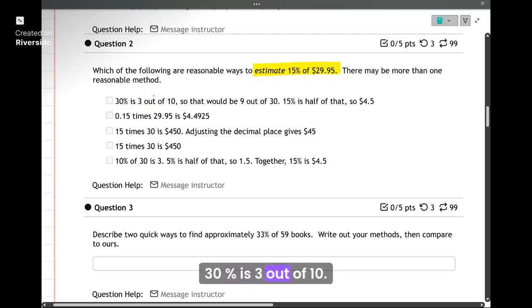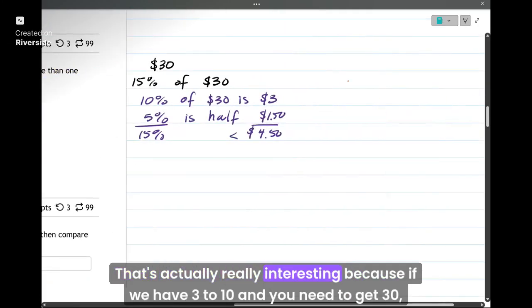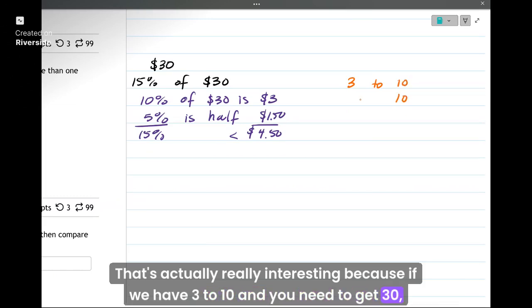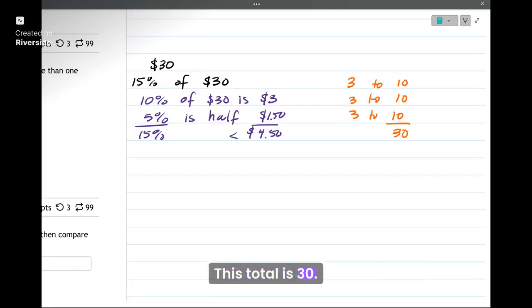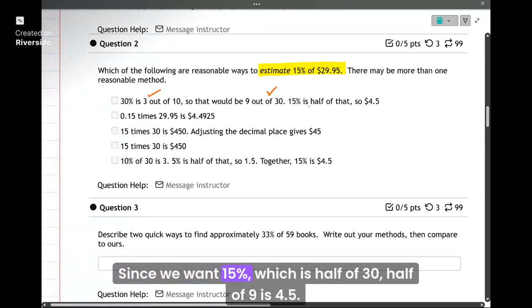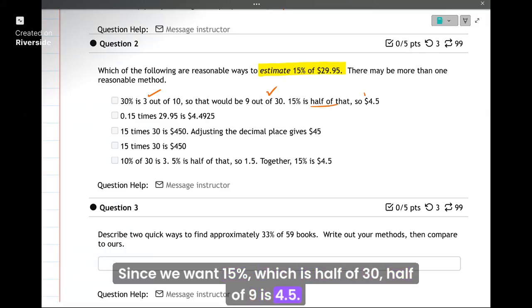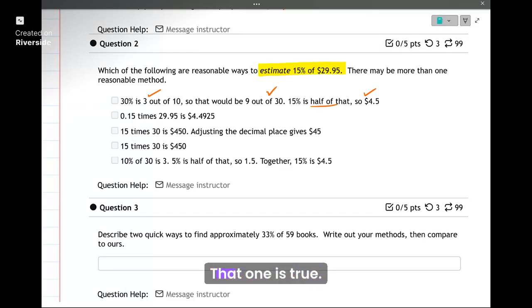30% is 3 out of 10. That's true. 3 out of 10. So that would be 9 out of 30. That's actually really interesting, because if we have 3 to 10 and you need to get 30, you're going to have to do that 3 times. This total is 30. This total is 9. So that is true. Since we want 15%, which is half of 30, half of 9 is 4.5. That's actually true, and that's actually a nice way to think about it. Thinking about portions of 10. That one is true.